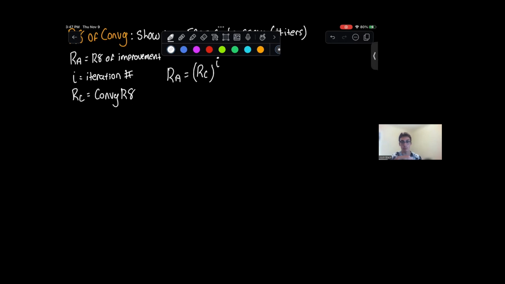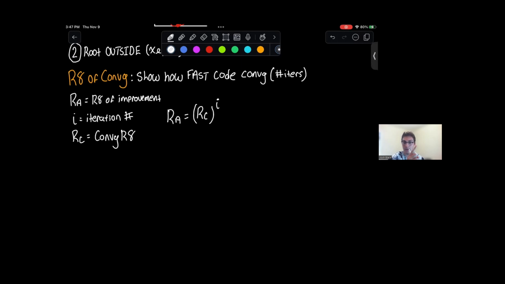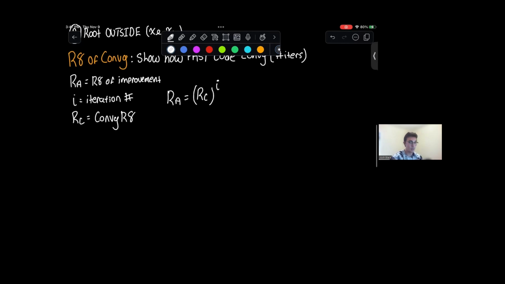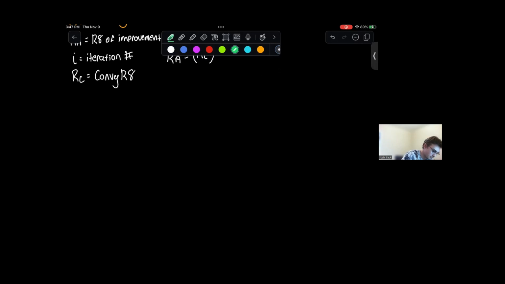So for bracketing methods, my rate of convergence is always going to be 1, which means the more iterations I do, does our rate of improvement go up? No. If our rate of convergence is 1, then our rate of improvement is always going to be 1. And we'll see how our rate of convergence changes when we get to our next topic, open methods.